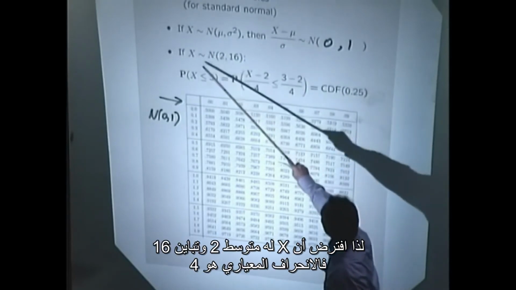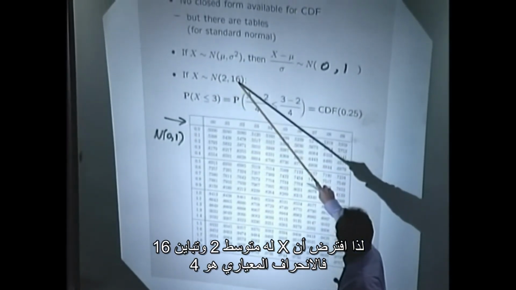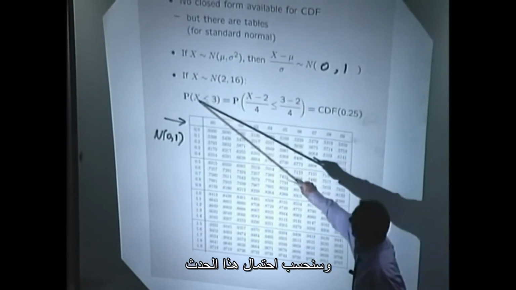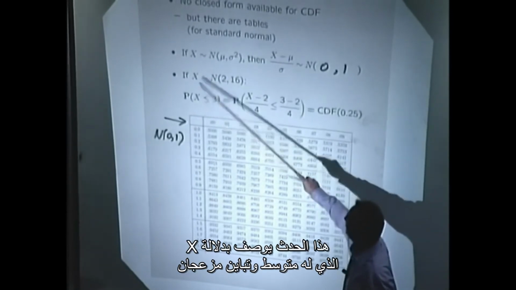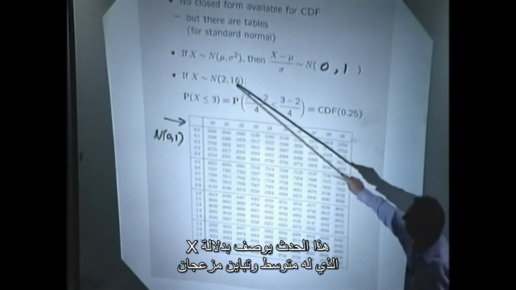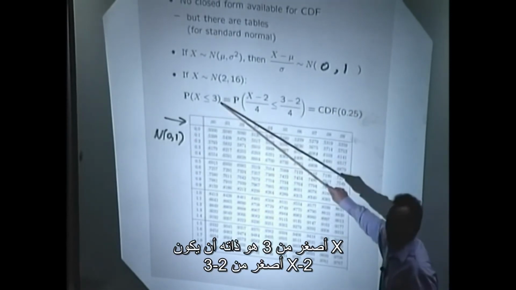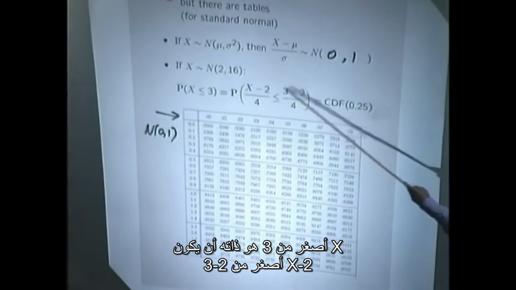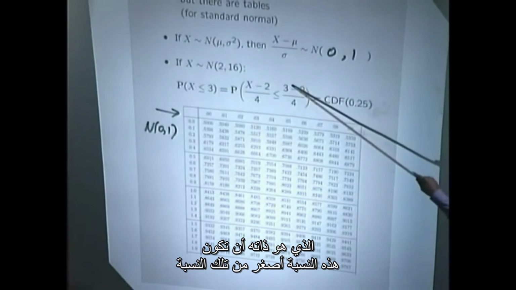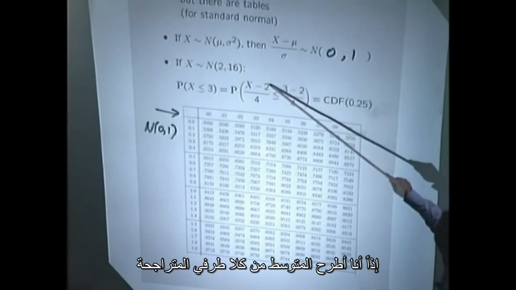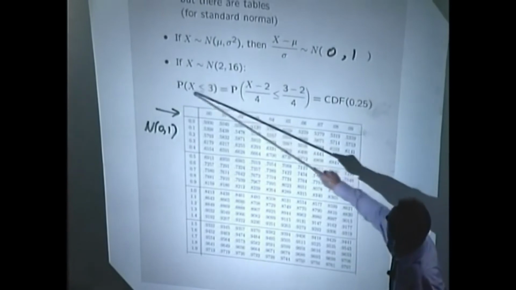So suppose that x has a mean of 2 and a variance of 16, so a standard deviation of 4. And we're going to calculate the probability of this event. This event is described in terms of this x that has ugly means and variances. But we can take this event and rewrite it as an equivalent event. X less than 3 is the same as x minus 2 being less than 3 minus 2, which is the same as this ratio being less than that ratio. So I'm subtracting from both sides of the inequality the mean and then dividing by the standard deviation. This event is the same as that event.